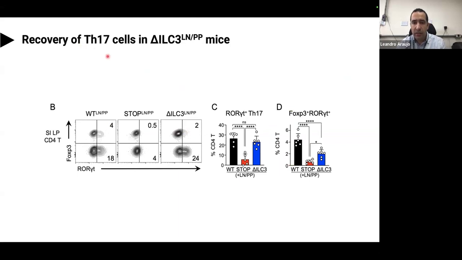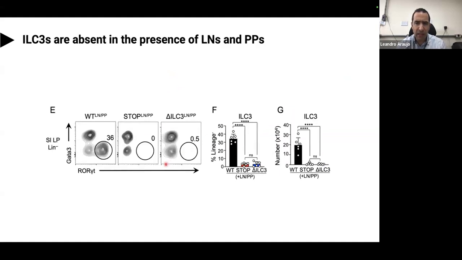So we first confirmed that these mice have normal Th17 cell development. As you can appreciate here, they have Th17 cells and FOXP3 regulatory T cells. They lack ILC3s in the guts. So this is the small intestine and the large intestine too. As you can see here, the numbers are really down. They don't have them.